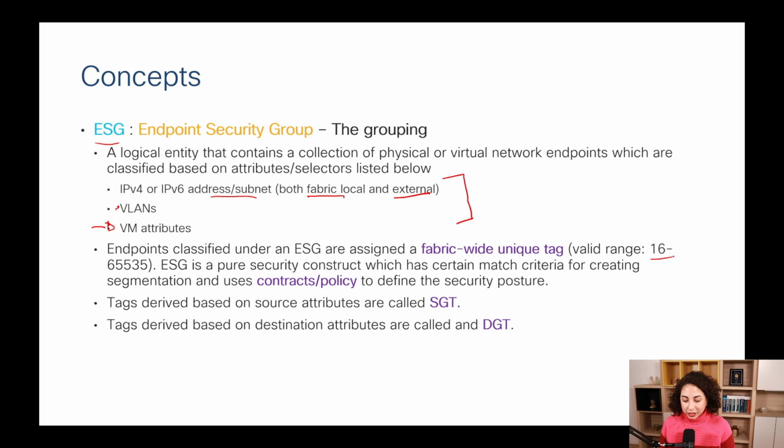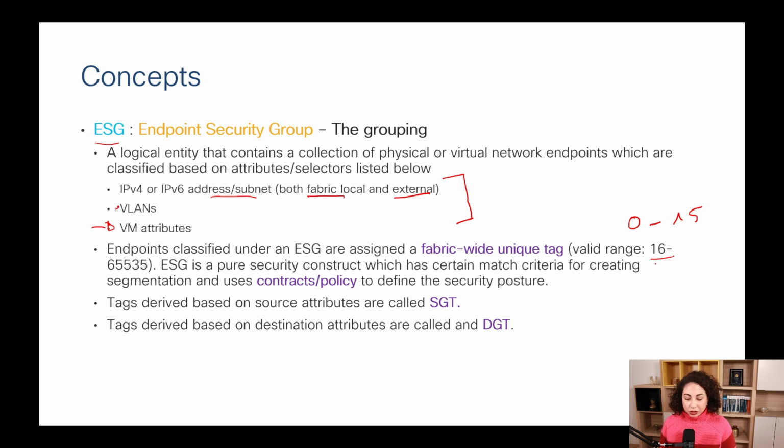Endpoints classified under an ESG are assigned a fabric-wide unique tag. The range is from 16 to 65,535. Actually, the range from 0 to 15 is a reserved range. Some of the tags that belong to the 0 to 15 range, we are going to see in the exploration when we go to the lab environment, because they will be assigned automatically to specific kinds of traffic and specific kinds of devices. But we will explore this in more detail.